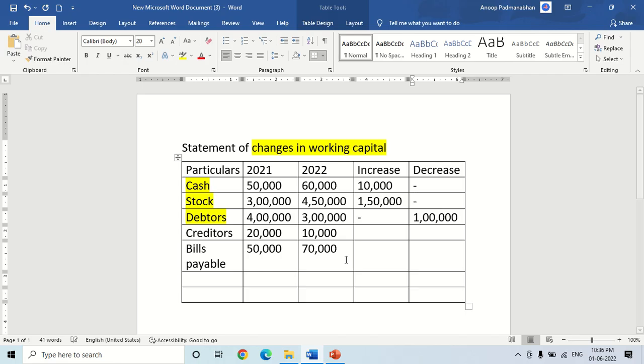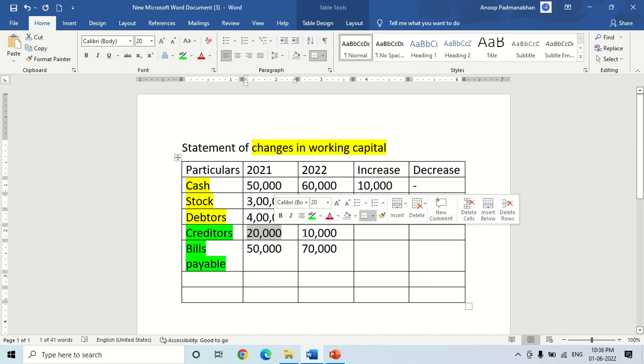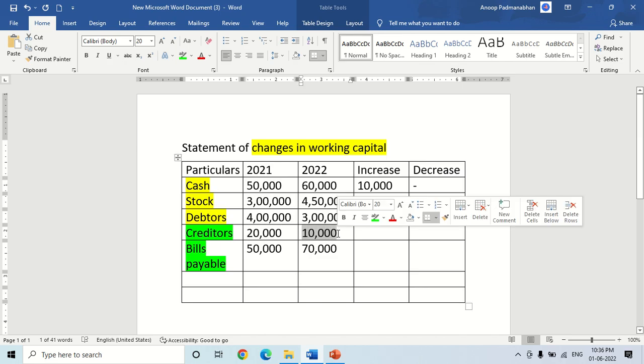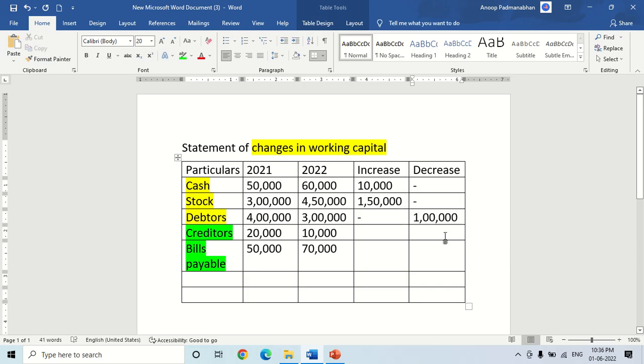Next we are going to see the current liabilities. For current liabilities, what we have learned, opposite action. The first item is creditors. Creditors was 20,000. In the second year it is reduced. The value is decreased, so I have to write in the opposite column. When the value is reduced, I will write in the increase column. How much is this increase? 10,000.